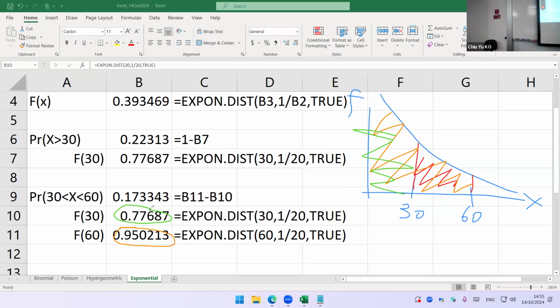Is that clear? Let me repeat. Orange minus green is red. And the big F gives us the area on the left under f, okay? So I have access to the orange, access to the green, and I have red.